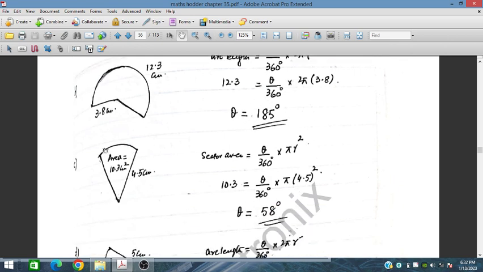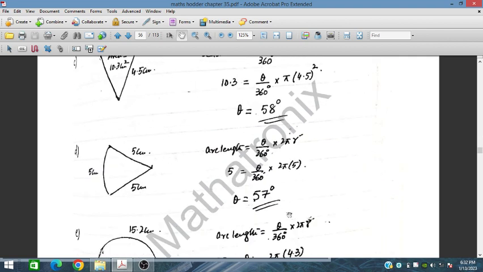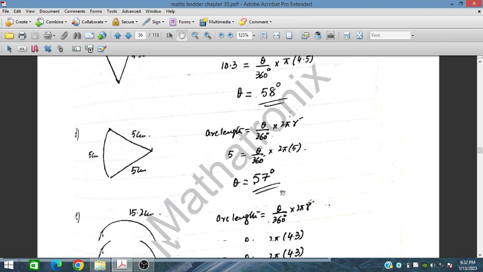Similarly for this one, the area is given. Here the area is given, so sector area is equal to theta divided by 360 times pi r square. Since the area is given, we will use the sector area. Sector area is 10.3 centimeter square, and this radius is 4.5 centimeters, so 4.5 square here, and we have obtained this theta. Similarly for this one, the radius is given, and the arc length is 5, so theta is obtained as 57 degree.